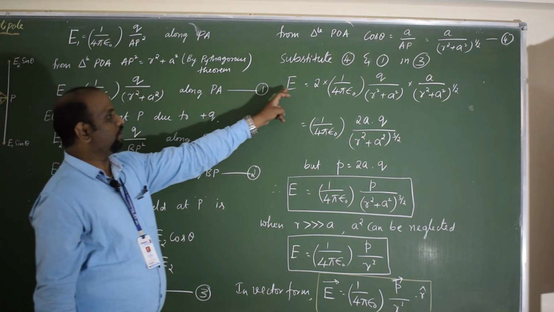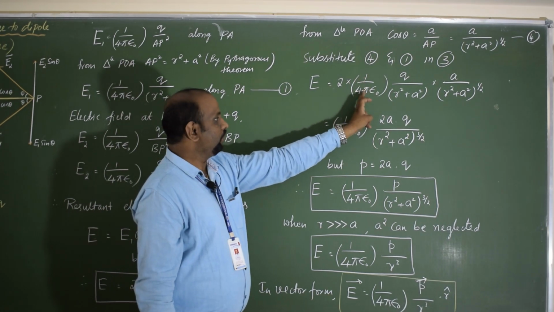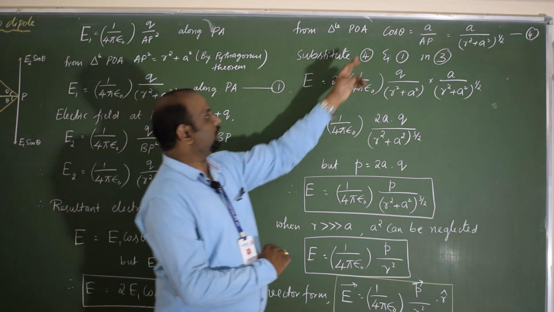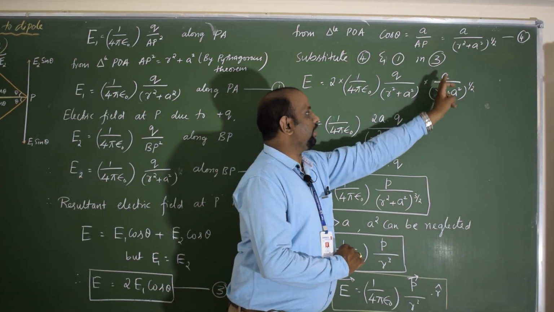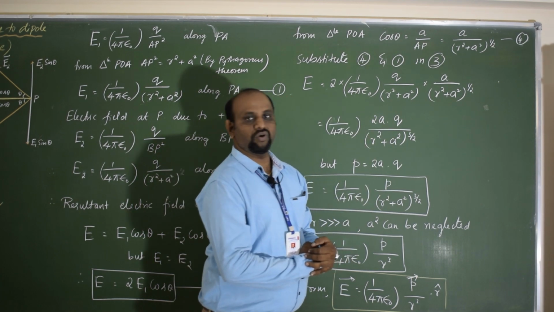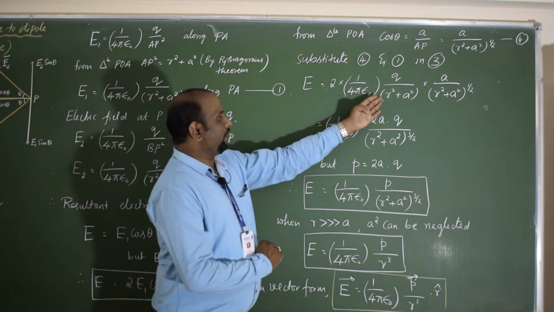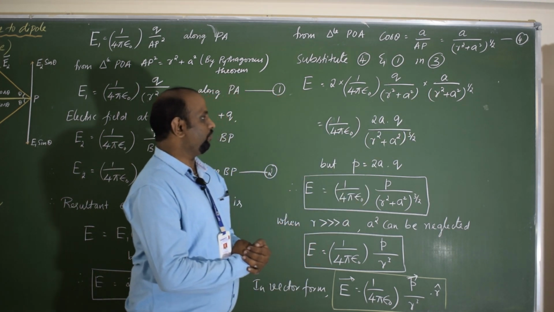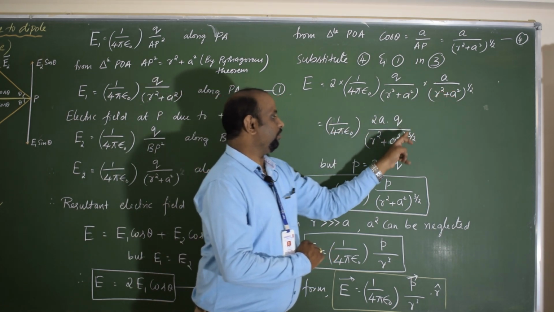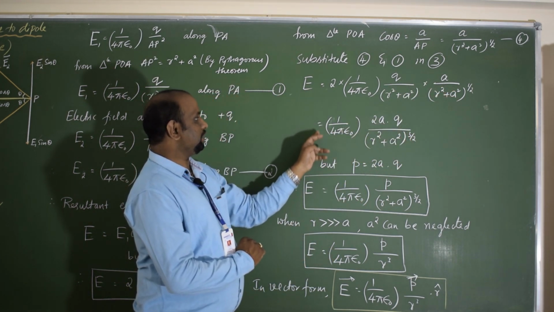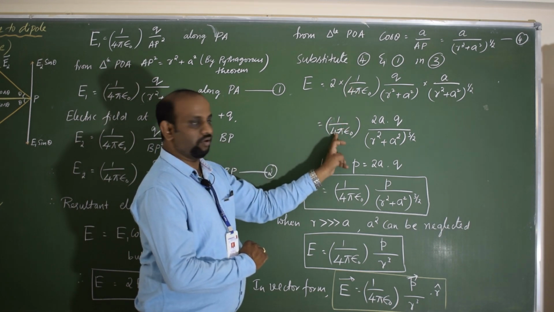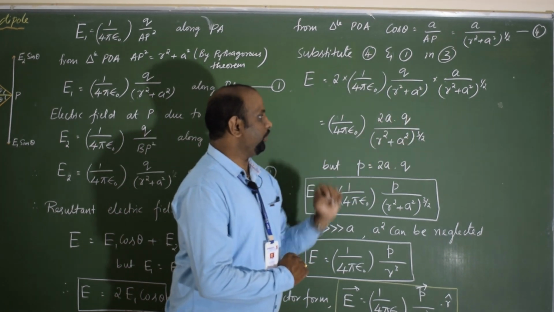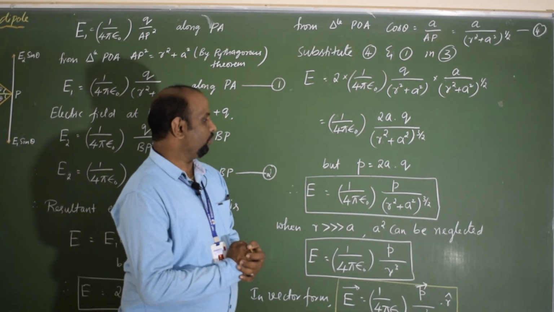So E is equal to 2 into, what is the E1 value? 1 by 4 pi epsilon naught Q divided by R square plus A square. And what is the cos theta value? Cos theta is A divided by R square plus A square whole to the power of 1 by 2. In the denominator, R square plus A square and R square plus A square whole to the power of 1 by 2, if you multiply them, 1 plus 1 by 2 becomes 3 by 2. Then the equation can be written as E is equal to 1 by 4 pi epsilon naught 2AQ divided by R square plus A square whole to the power of 3 by 2.